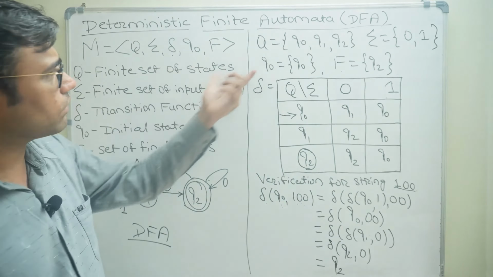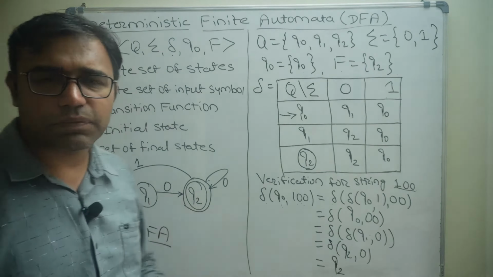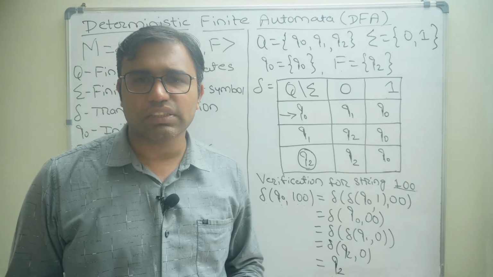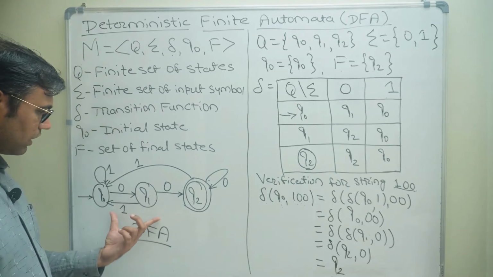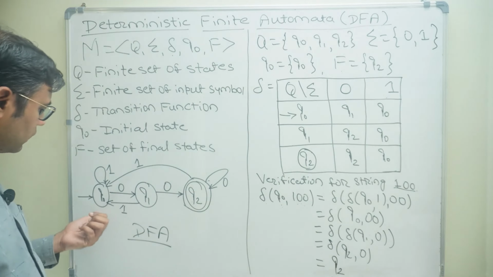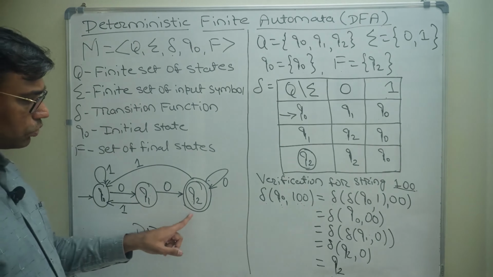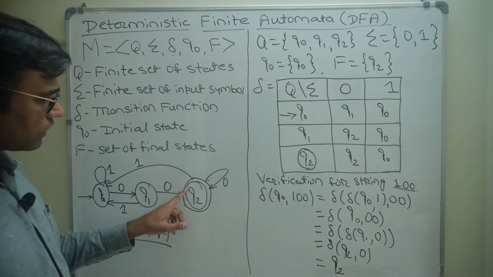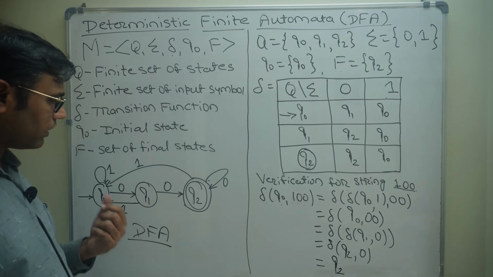So let us see deterministic finite automata. A deterministic finite automaton is represented by states, transitions and input symbols. So this is the example. Here you can see there are three states, Q0, Q1 and Q2. Q0 is the initial state, so that's why the arrow is represented. Then Q2 is the final state, so that's why it is represented by a double circle. And there are two input symbols, 0 and 1.